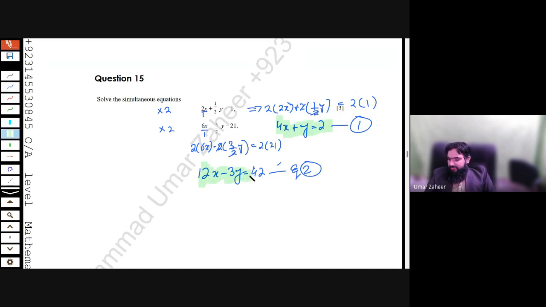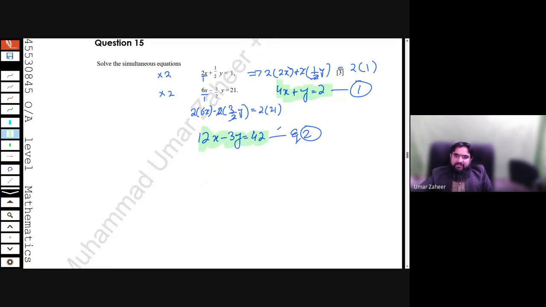Now you have these two equations. You have to solve them. Let me do one question. Yes, Ayan, you have to answer the question. Tell me which method I have to use.